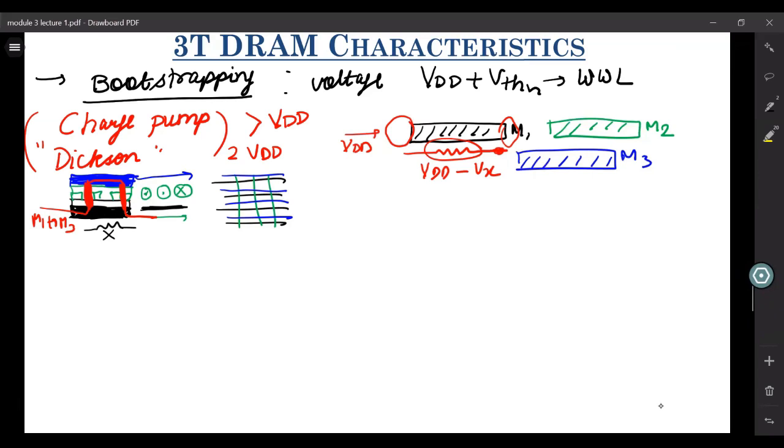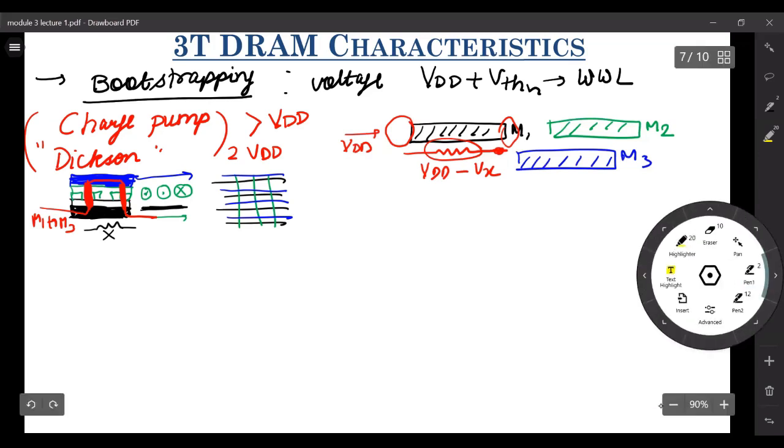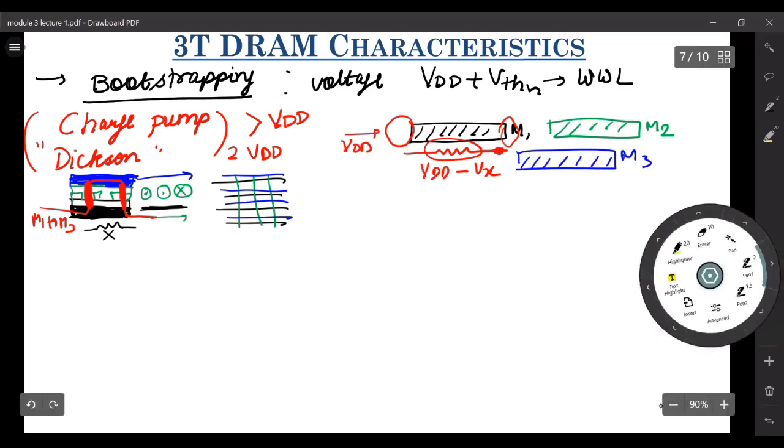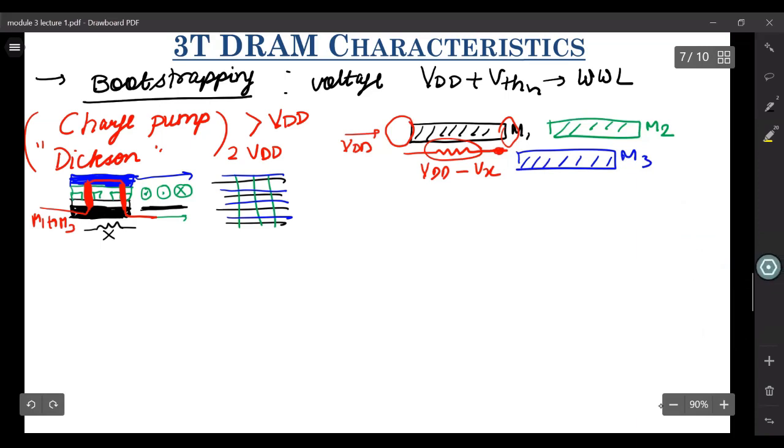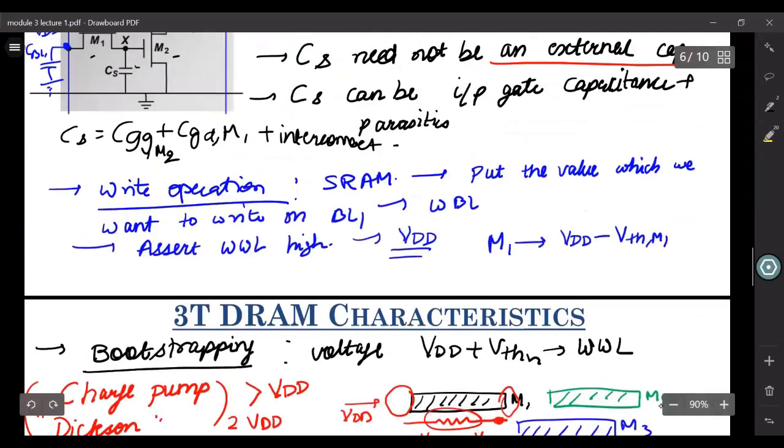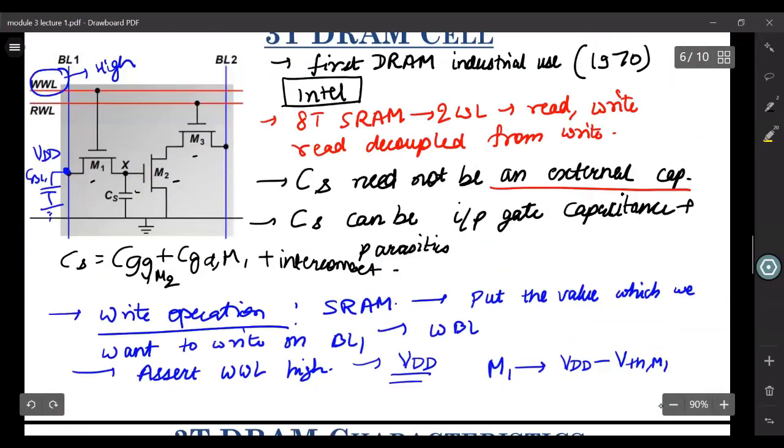So this is also a general practice which is done in many RF circuits. Okay, so I digressed a lot from what I was actually going to talk about, but this is also an important concept that people should know. So we discussed this write operation. No, still we need to discuss it.